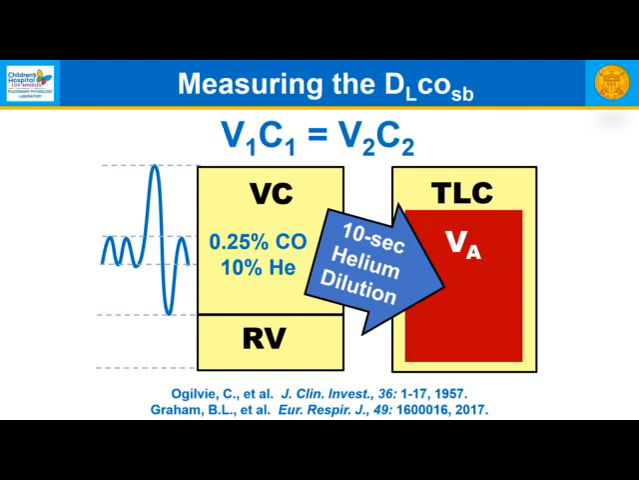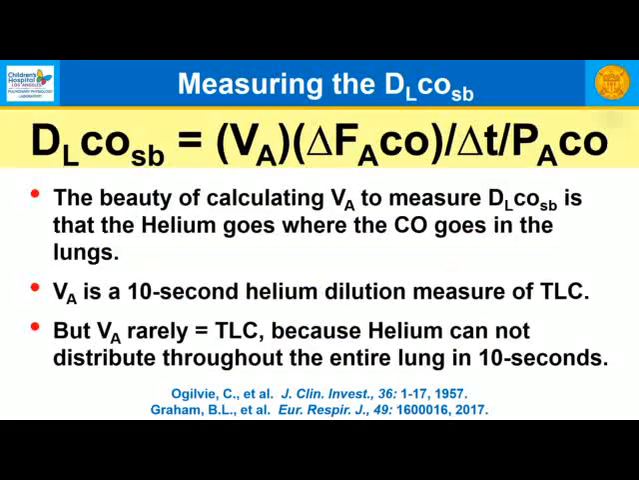So the beauty of this is that this VA, which we actually calculate using the diffusion capacity measurement, is the volume over which carbon monoxide also diffused or dispersed within the lung. Basically the beauty of calculating VA to measure the diffusing capacity is that helium goes where the CO goes in the lungs. VA is a 10-second helium dilution measure of TLC, but rarely does it equal actual TLC because helium cannot distribute throughout the entire lung in 10 seconds.